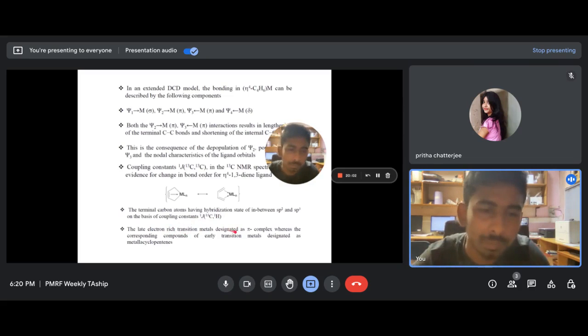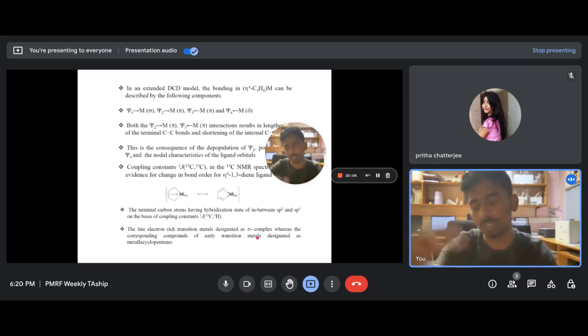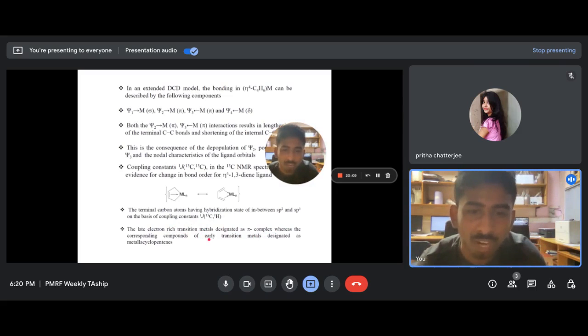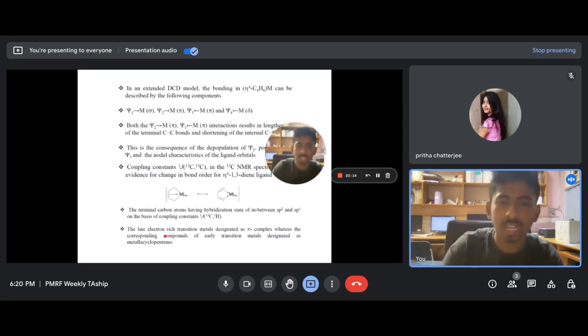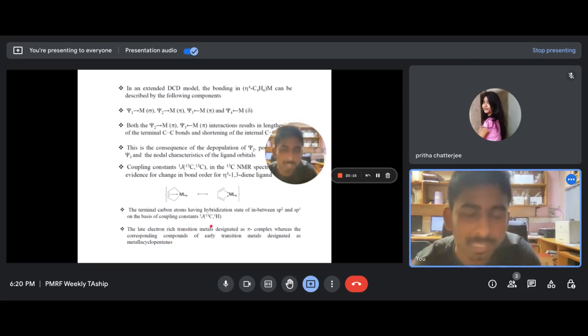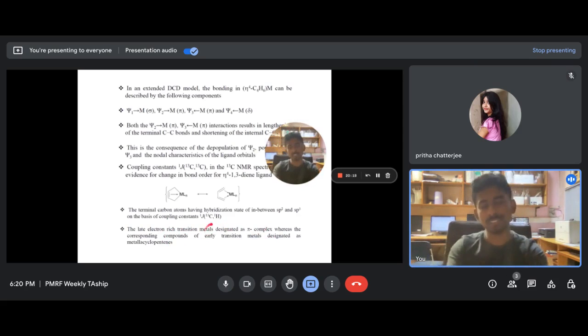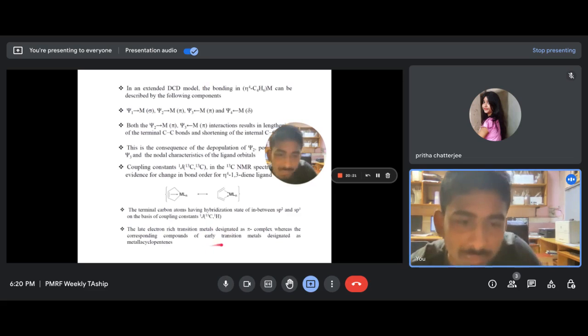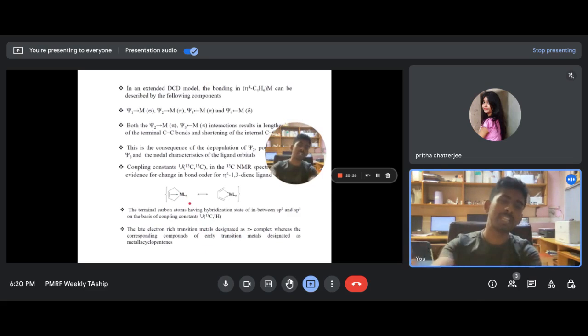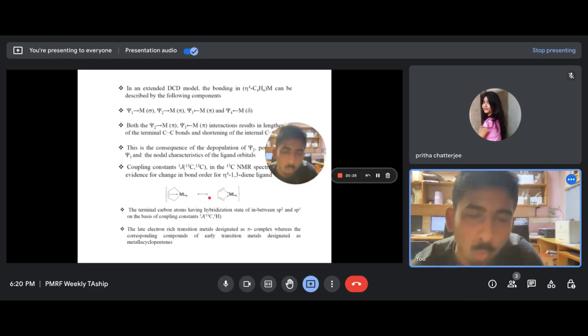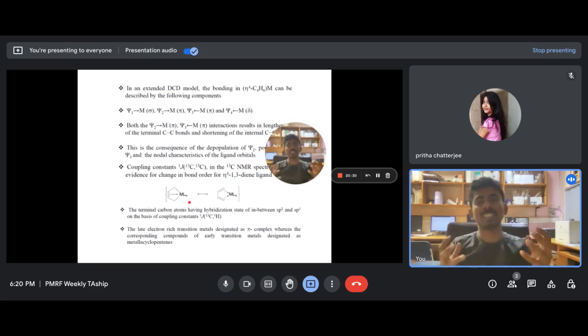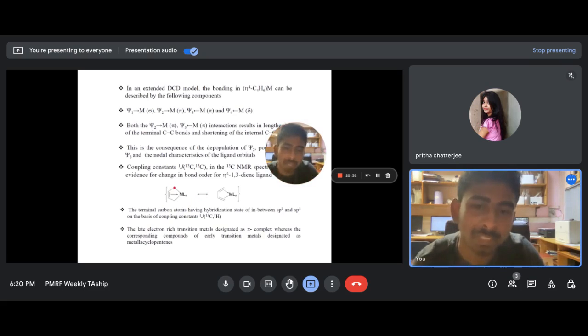The late electron-rich transition metals are designated as pi complexes, as reflected in the last slide, whereas the corresponding compounds of early transition metals are designated as metallocyclopentenes. The late transition metal complexes are generally pi complexes that I discussed in the last class. But what happens when the corresponding transition metals are early? When early transition metals are here, such as scandium, titanium, vanadium, or chromium, they can have a significant sigma bond character with the carbon atom.